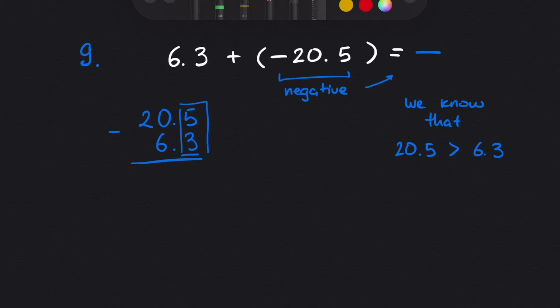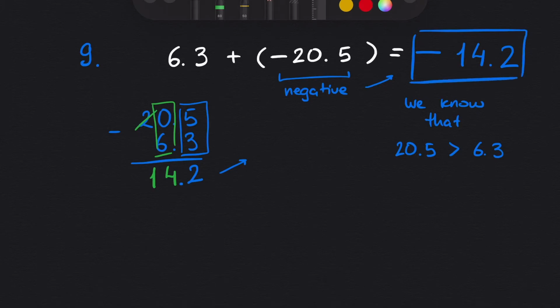5 minus 3 is going to be 2, and 0 minus 6. So that's impossible, so we're gonna borrow 1 from 2, so it's gonna be 10 minus 6, it's 4. Here we're gonna have 1, and let's put the dot there, and our answer is going to be negative 14.2. So that's our answer.